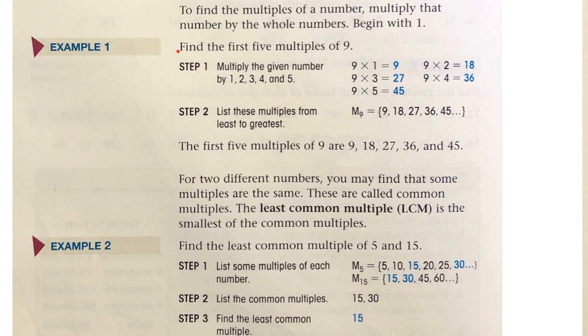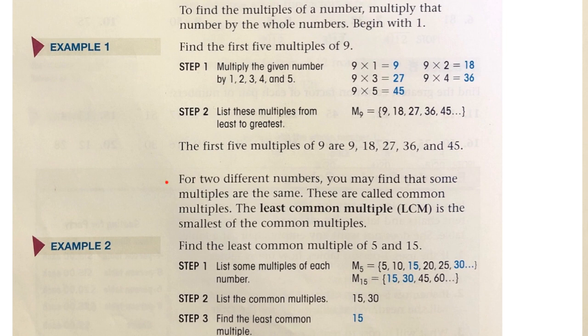For example, find the first 5 multiples of 9. So we have to go up to the number 5, multiplying the number by each whole number, 1, 2, 3, 4, and 5. So 9 times 1 is 9, 9 times 2 is 18, 9 times 3 is 27, 9 times 4 is 36, 9 times 5 is 45. So the multiples from least to greatest for 9 are 9, 18, 27, 36, and 45. Those are the first 5 multiples of 9.